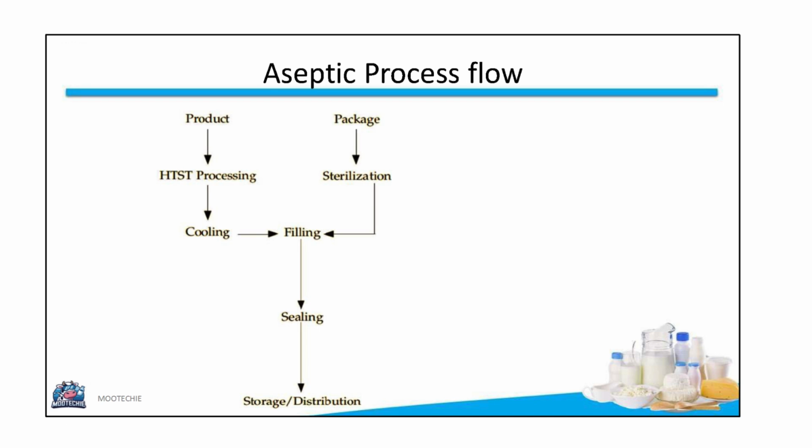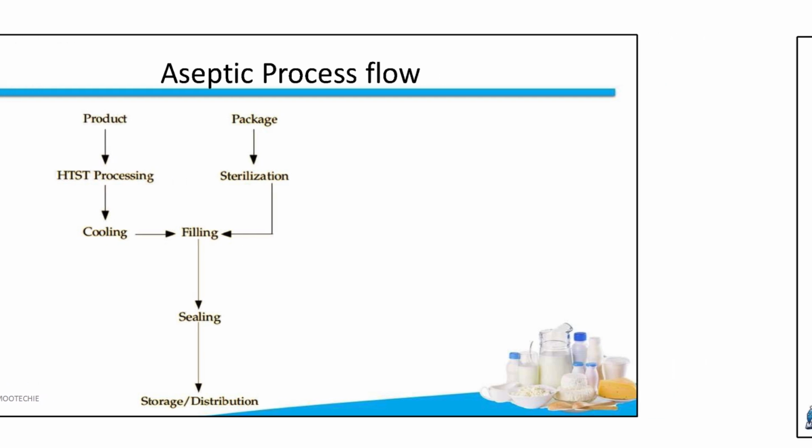The overall aseptic process flow involves several key stages. It starts with the product, which undergoes HTST or UHT processing. The product is then held in a cooling tank before being sent to the packaging line. The packaging material itself is sterilized, then the product is filled into it, and the package is sealed. Finally, the sterile product moves to storage and distribution.